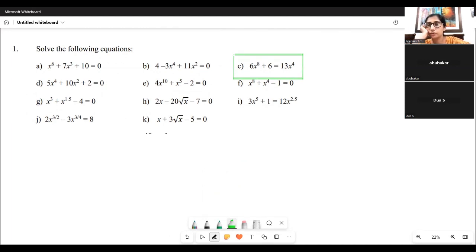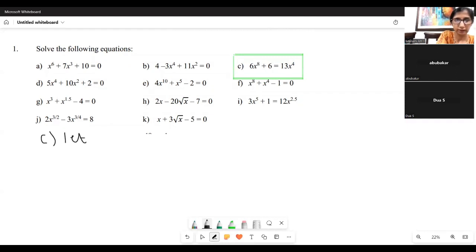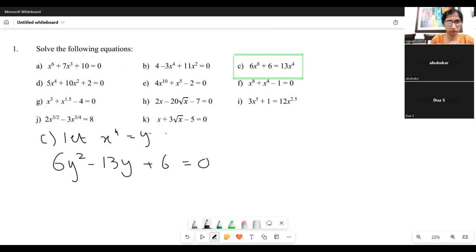अबू बकर आप बता सकते हो? Miss, let x power 4 equal y. ठीक है, बिल्कुल सही. Part C, let x power 4 equal y. अब इसको डायरेक्टली करते हैं. We get 6y square minus 13y plus 6 equals 0. Let's solve it in the calculator.